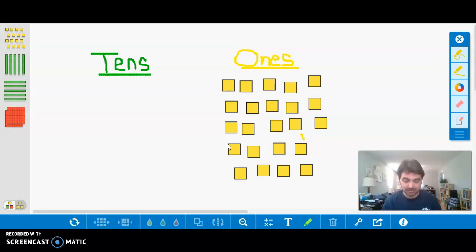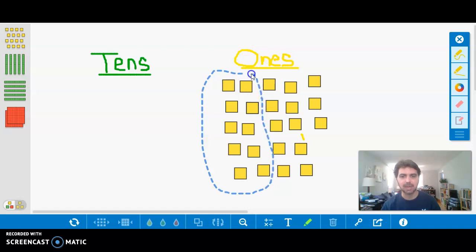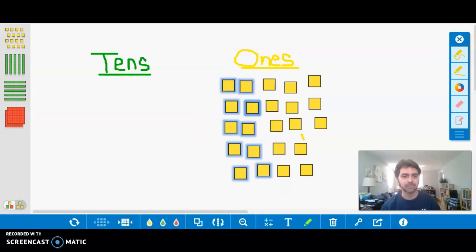How many bags of 10, think about like the 10 frames, how many bags of 10 could you fill up with 23 Skittles? Think about that. All right, so what do you think? Well, let's find out. Let's make one bag of 10. So let's put these 10 Skittles into a bag of 10 Skittles. So we're going to do that.